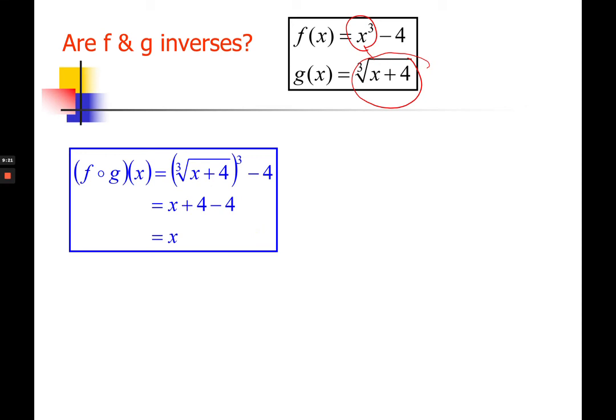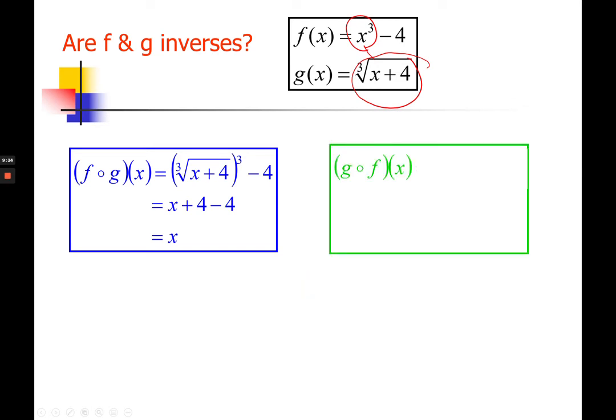And therefore, without even doing your g composed of f of x, we can conclude that function f and function g are inverse of each other. But for the sake of it, let's show g composed of f of x. And now it's a reverse. You're going to plug in the function x cubed minus 4 into the x of the g function. So we are going to plug in your x cubed minus 4 to replace your f of x.